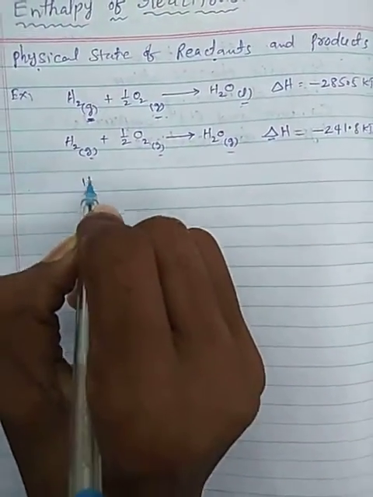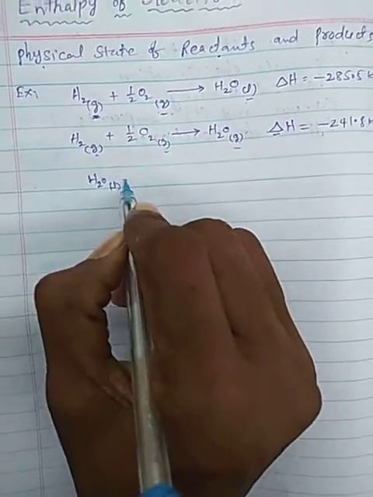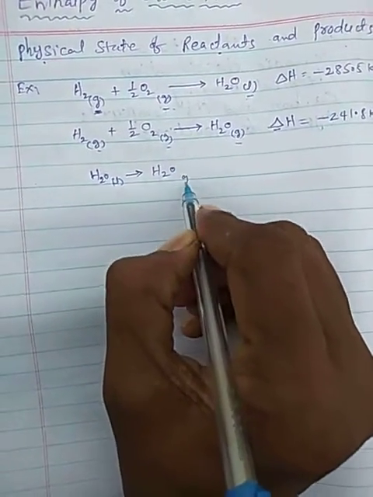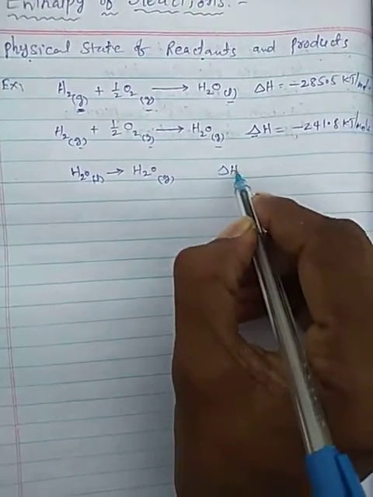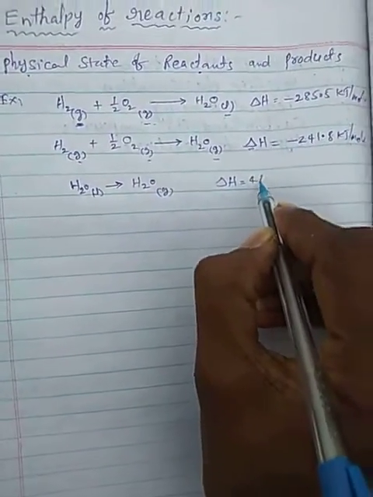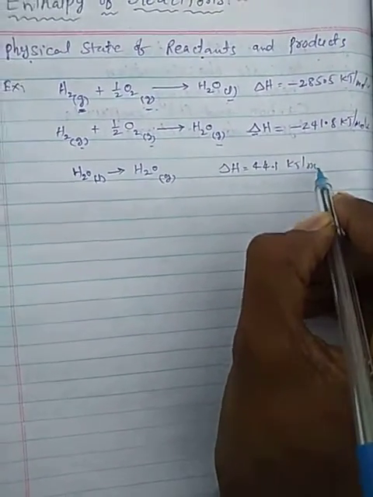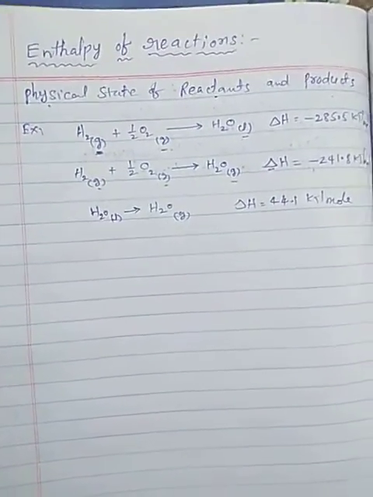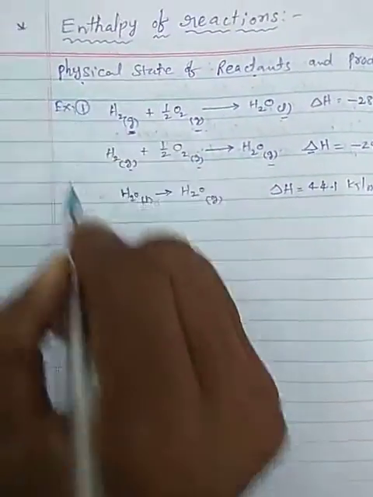Now one more example, that is water. The same water molecule in liquid state changes to gaseous state. In this case, the enthalpy of reaction, delta H, is equal to 44.1 kilojoule per mole. This is the physical state effect for water.